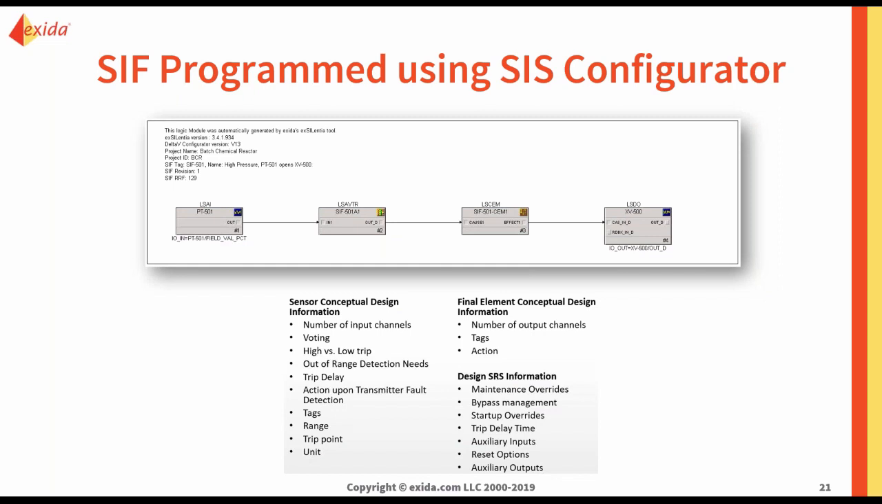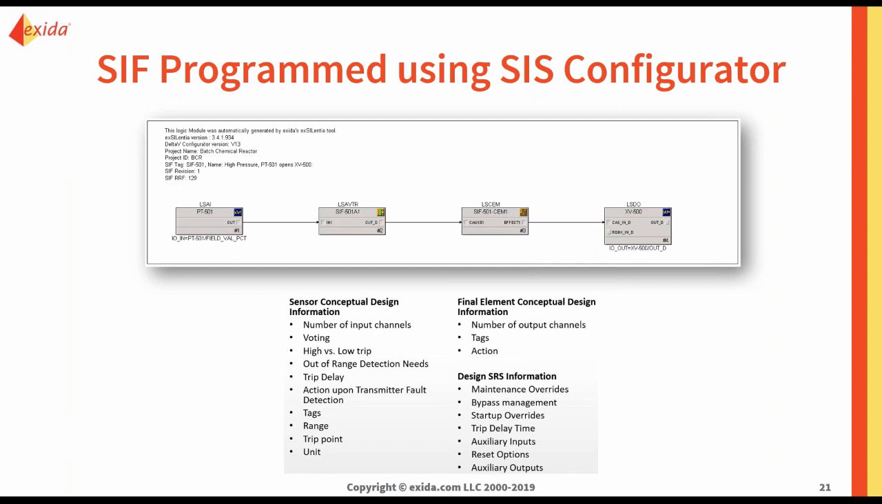The other thing I want to highlight is that Silver and the Design SRS together have addressed a lot of the information that you would need to define when you're configuring your safety logic solver. So for your sensor conceptual design, you already know the number of input channels, the voting, if you have high or low trip, if you have any out of range detection needs, if you have a trip delay, what is the action upon transmitter fault detection? What are your tags? What's the range, the trip point, and the unit of measure? All of that is already defined within Silver.